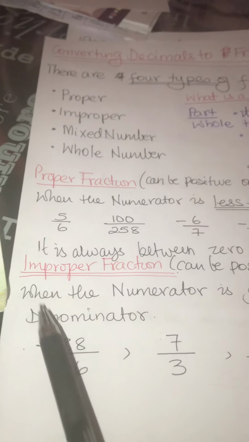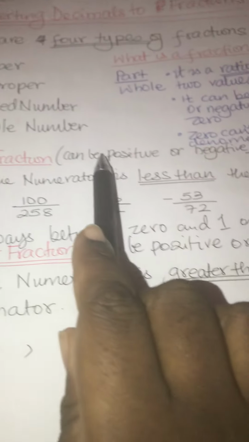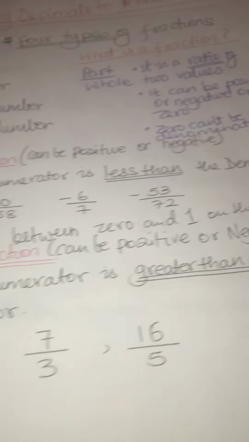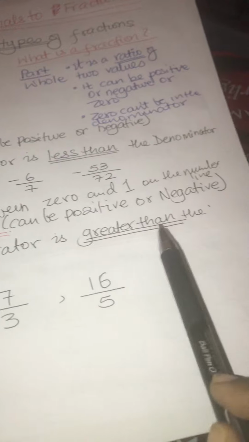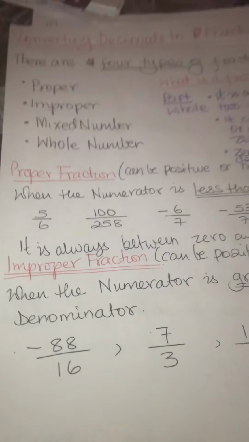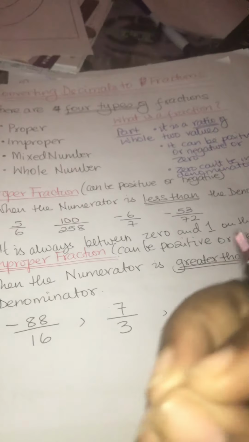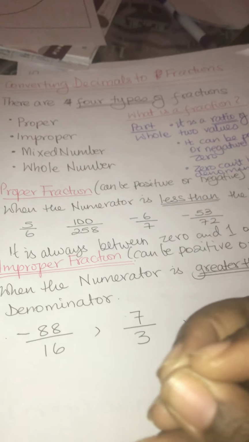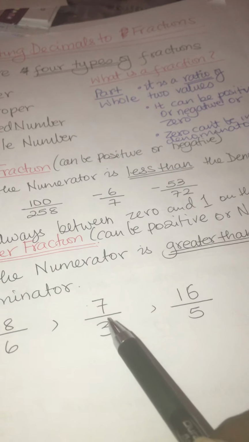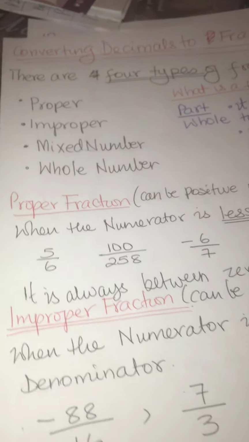Now, the next kind of fraction is improper fraction. See, I wrote they can be positive or negative, so the same thing. An improper fraction can be positive or negative when the numerator is greater than the denominator. When you look at the fraction and the number on top is bigger than the number below it, then it is called an improper fraction, whether it is negative or positive.